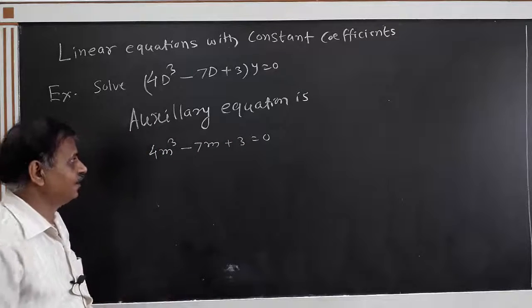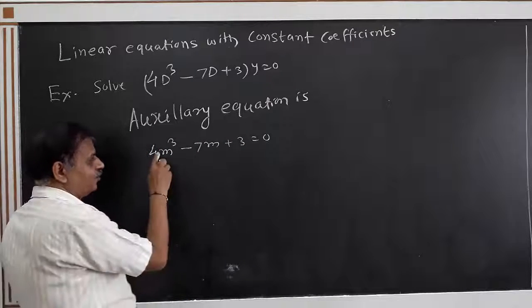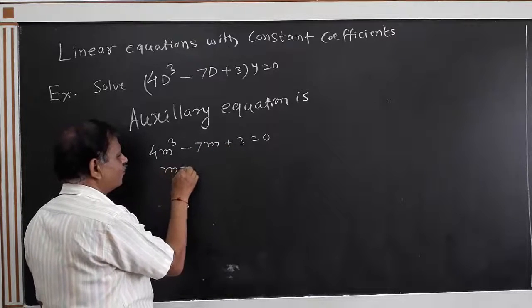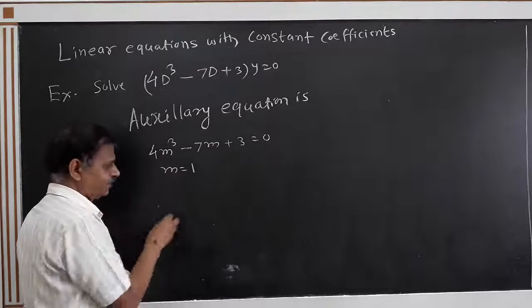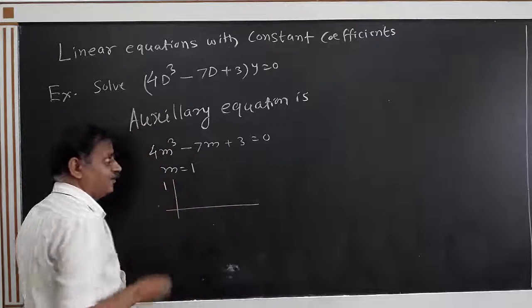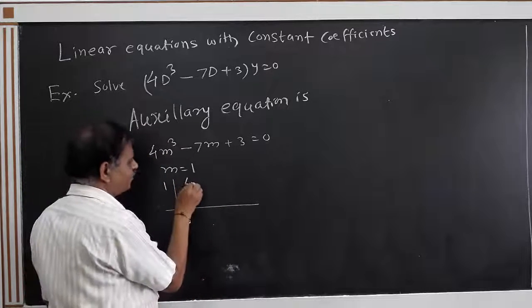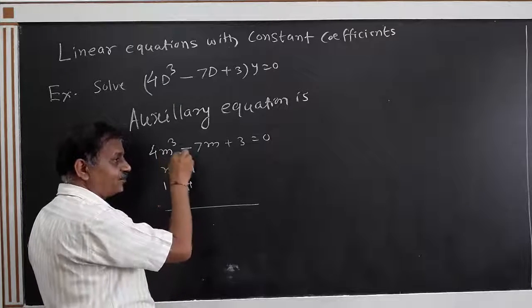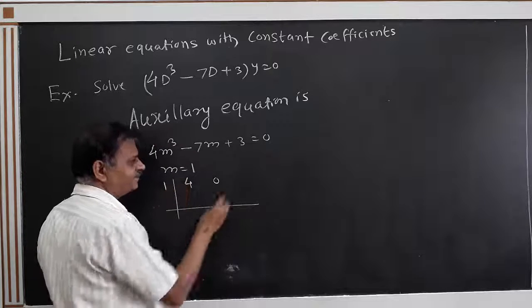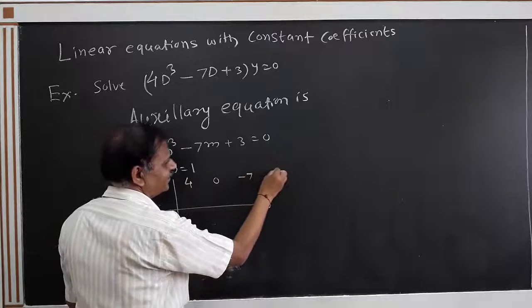For solving the cubic polynomial, if we put m equal to 1, 4 plus 3, 7, 7 minus 7 equal to 0. Therefore, m equal to 1 is the first root. We shall divide this polynomial synthetically. m equal to 1 is here. Coefficient of m cube is 4. Coefficient of m square term is absent here. Therefore, we shall take it as 0. Minus 7 and 3.